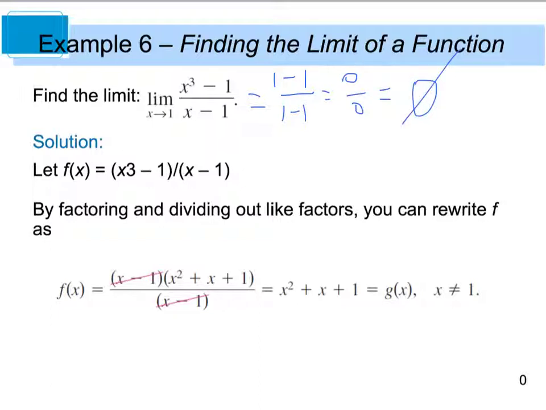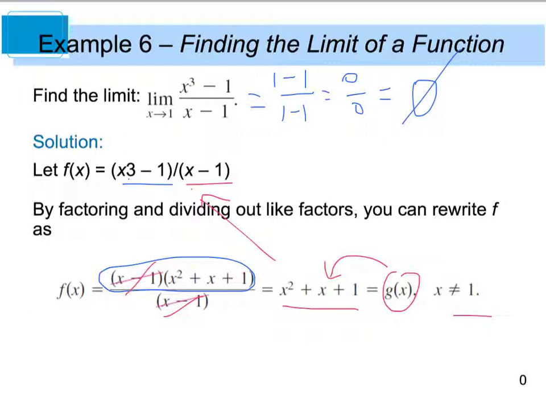It does not exist. Alright, so what we're going to do is find a function that is equivalent to that except for at the point. And what we're going to do is basically factor the numerator. We can factor the numerator to x minus 1 times x squared plus x plus 1, over x minus 1, because that's our denominator. Now we can cancel out the x minus 1s from both. So our equivalent function, our g of x, is x squared plus x plus 1. And it works for every single number just like this function except for x equals 1.